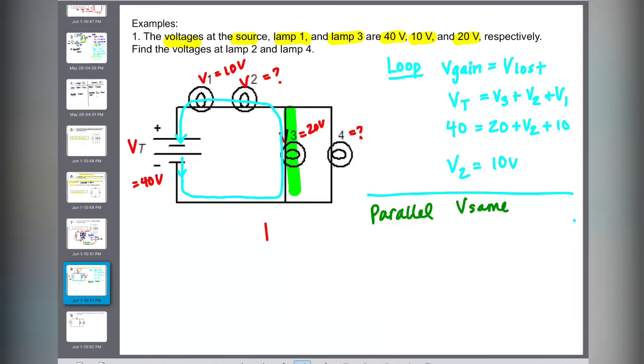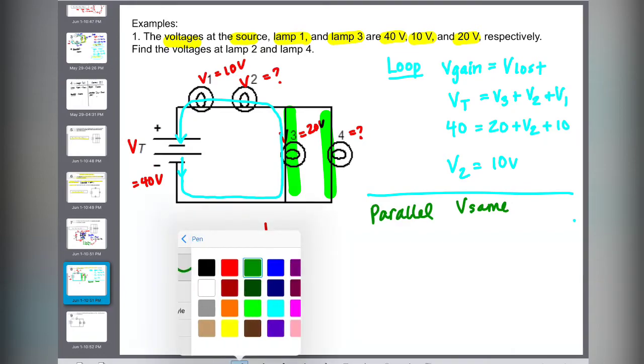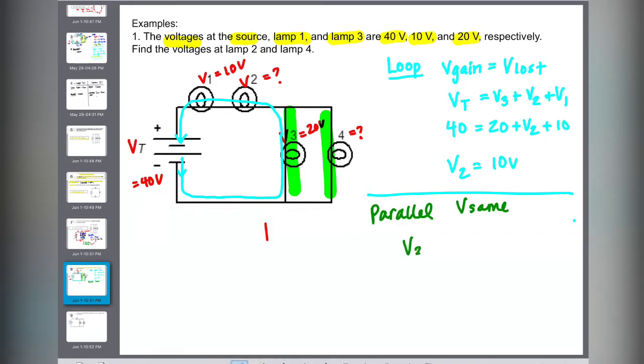The 2 parallel paths are the 3 and the 4. So voltage 3 has to equal voltage 4. Since I know voltage 3 is 20, voltage 4 is also going to have to be 20. Just be clear on whether they are looking for voltage. If they are, look for the loop, look for anything that is in parallel.